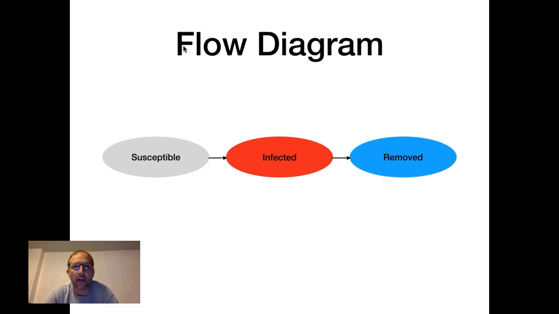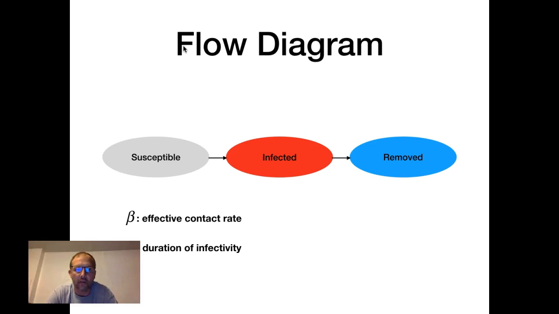First, if you build a flow diagram for this model, you have susceptible people. Susceptible people can become infected people, and infected people can become removed people. So there's no way to go back to being susceptible. But some additional terms that we need to define are beta, the effective contact rate. If someone's infected, just because they come into contact with someone doesn't necessarily mean that they're going to become infected. So there's going to be a rate at which that happens.